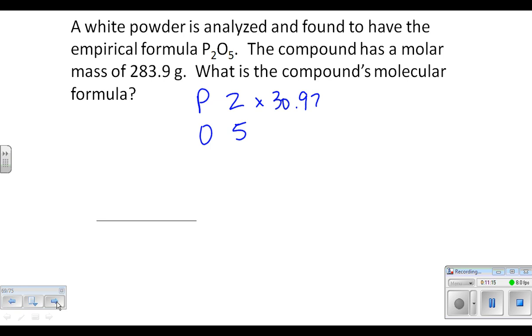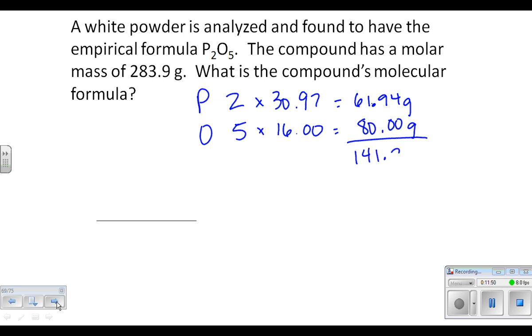Yep. And then oxygen is 16. So then we go to our calculators and we go 30.97 times 2, which would give me 61.94 grams. And then we do 5 times 16, which is going to give me 80.00 grams. Then we're going to add those together and we get 141.94 grams per mole, okay, as our empirical formula mass.